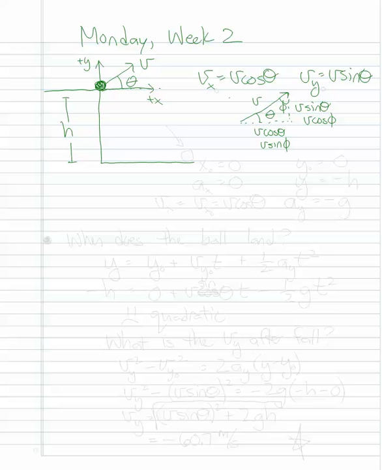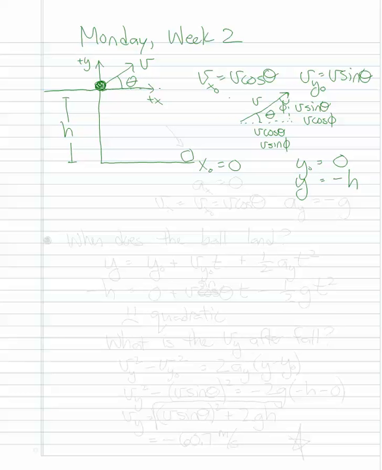Okay, so let's see, what else do I know? I know x naught is 0 and y naught is 0. I don't know x final. And I don't know anything about the final speed, I guess. I do know that y final is equal to h. Be careful, though. We said it's positive upward, so when it lands, that's a negative h.